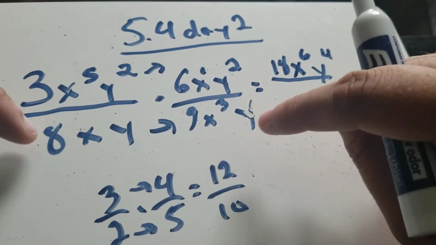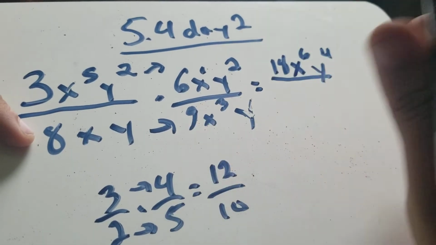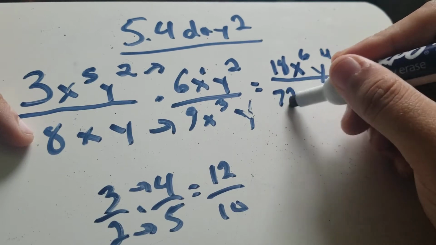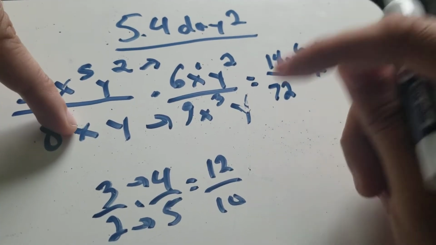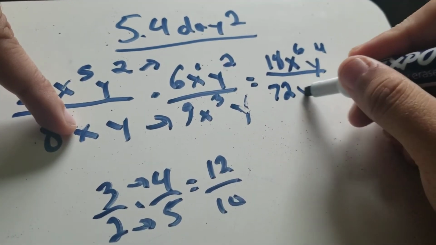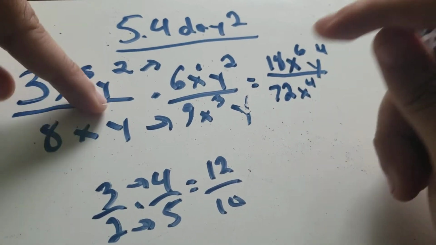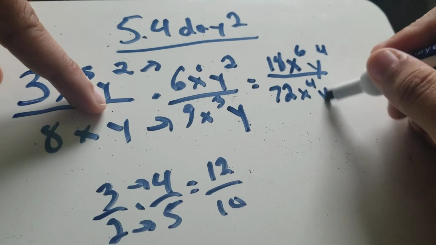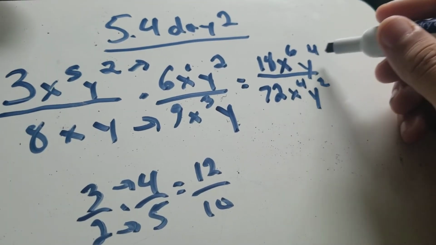Let's take care of the bottom now. 8 and 9. We'll do 8 times 9. 8 times 9 is 72. X to the 1 power times x to the third power is x to the fourth power. Y to the 1 power times y to the 1 power is y to the second power. So now we got this.